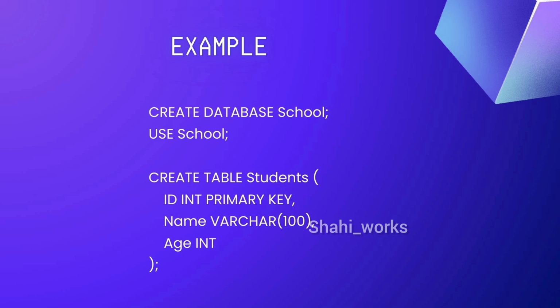In the student table, I have created columns: ID as an integer, which is a primary key. I have named it as a primary key, then name as varchar, and lastly age as an integer. And you have to close your bracket.